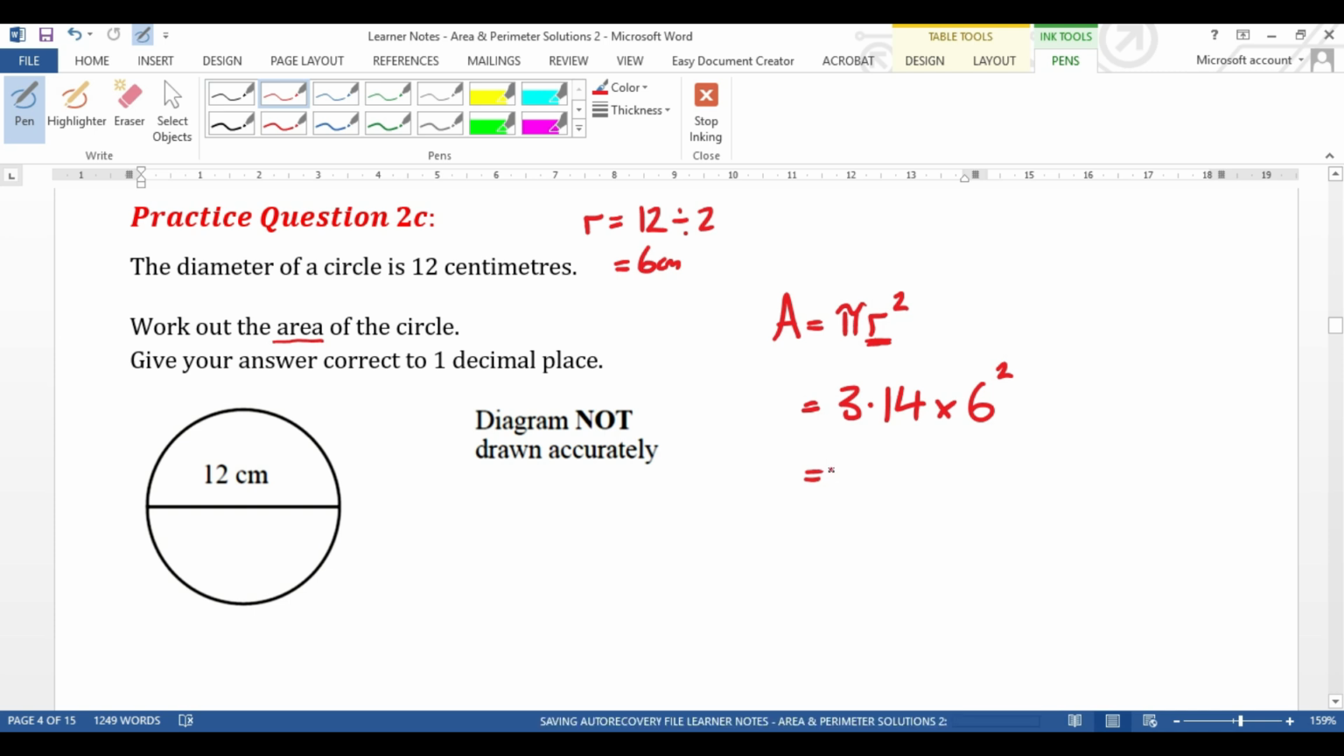3.14 times 6 squared gives us 113.04 on my calculator. They want the answer to 1 decimal place. So there's my decimal point, there's my dotted line.